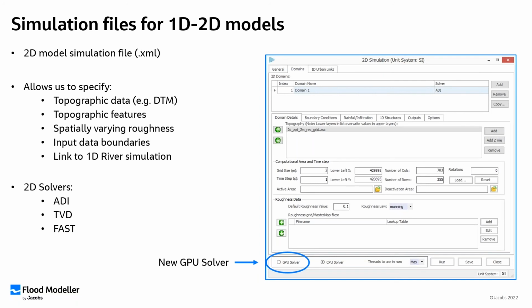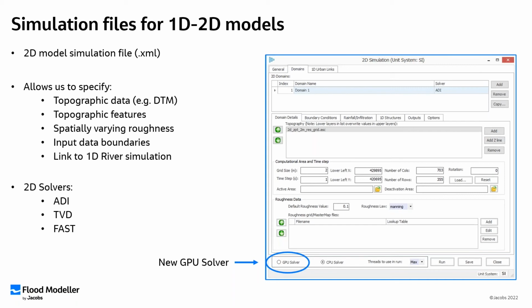A 2D model simulation is defined within a separate simulation file. For 2D models, this is a text file with an XML file extension. Within a 2D model simulation file, we can specify the following inputs: topographic data, such as our LiDAR digital elevation model, to specify ground elevations within our 2D domain; topographic features such as bunds, walls, or buildings; spatially varying Manning's n roughness throughout the 2D domain, which can be informed by data such as OS MasterMap; and input boundary conditions. So here we might have inflows applied directly to our 2D domain, and we can also link to our 1D simulation file that we've already created for our 1D river model domain.